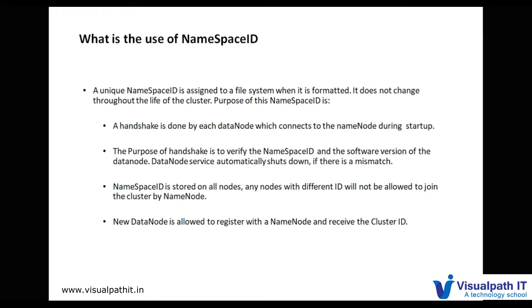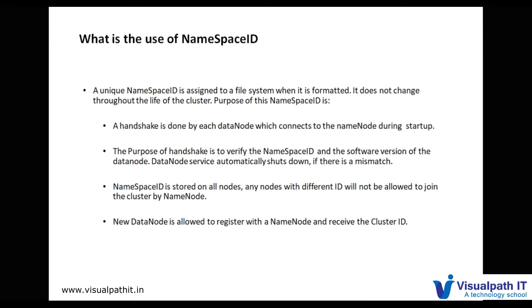Okay, the data node service is automatically shut down if the namespace ID does not match between the data node and name node. The namespace ID is stored on all the nodes in the cluster, and any node with a different namespace ID will not be allowed to join the cluster by the name node. For example, if we have 100 data nodes and one name node, and one data node has a different namespace ID, if you try to join that data node into the cluster, the name node will not allow it, since the namespace IDs are different.